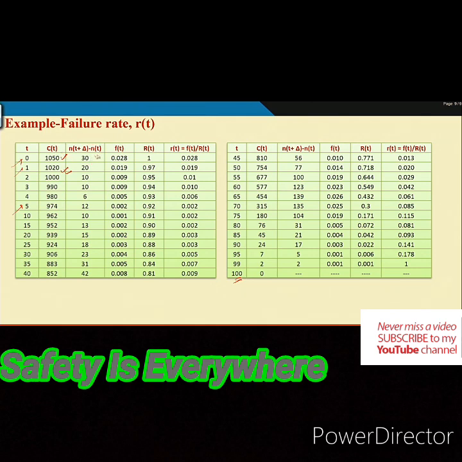So, then the number of units failed between t equal to 0 to t equal to 1 is 30, the number of units failed between 1 and 2 is 20, like this. Then what is our f(t)? Here you will have confusion.